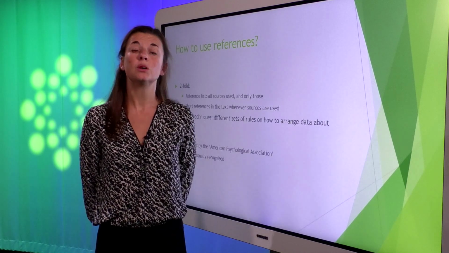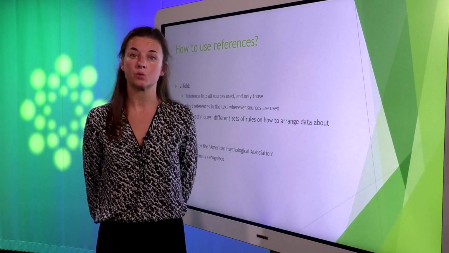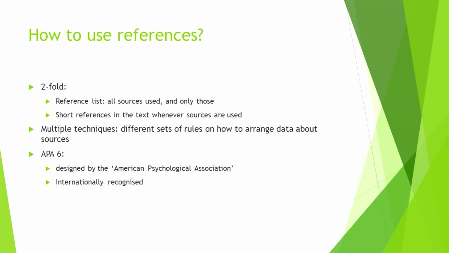Now let us show you which technique you have to use to reference well. Referencing is a twofold process. Firstly, you have to add a short reference every time you are using content that is not your own. This is done to show that in that particular part of your text you are borrowing an idea, either in a paraphrase or in a quote or citation.